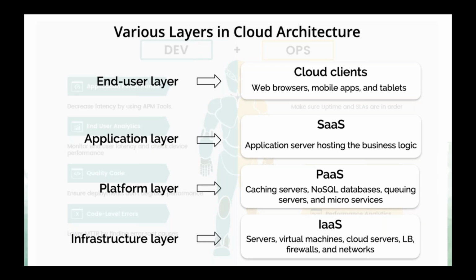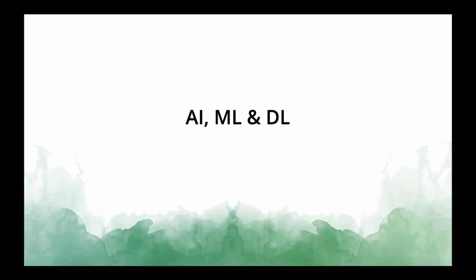So now let me get into what is AI, what is ML, what is DL. So just to give you an introduction of what is DevOps and what are the layers in the different cloud architectures, I just covered those points. Now let's get deep into how AI can help or what AI does.